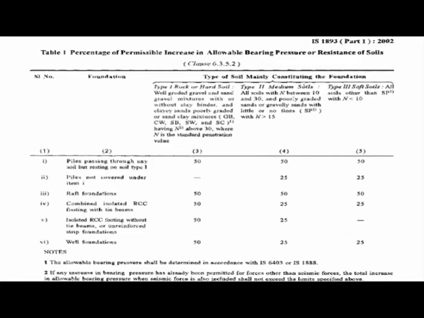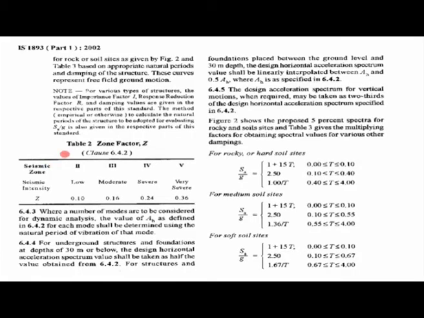So what is the value, the first parameter, that we have to find out? These are the zone factor Z. For zone 2, Z will be 0.1. For 3, Z will be 0.16. For 4, Z will be 0.24. For 5, Z will be 0.36. So the first part is over, and I can get the value of Z.